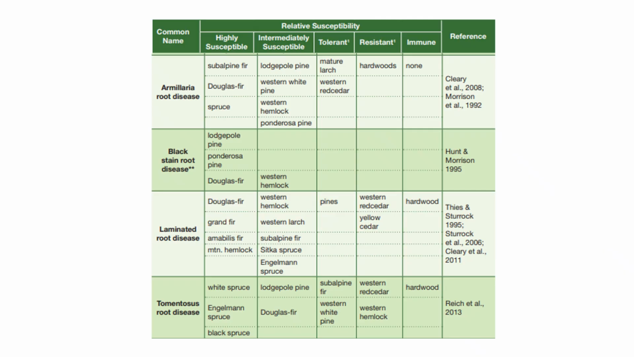This table was also adapted from the BC Ministry of Forests Managing Root Diseases in BC, and it lists the susceptible species for all the major root diseases in British Columbia. Laminated root disease is primarily associated with Douglas fir, and tomentosus root disease is primarily associated with spruce. There are two subspecies of black stain. One occurs on pines and the other on Douglas fir. And armillaria root disease has a very wide host range. It affects all native tree species in British Columbia.